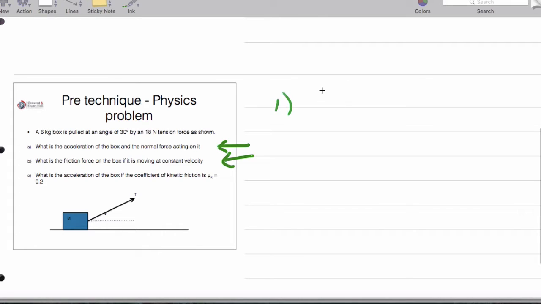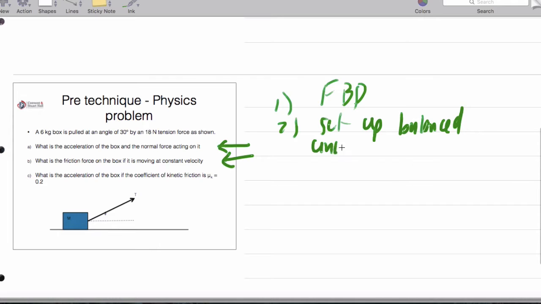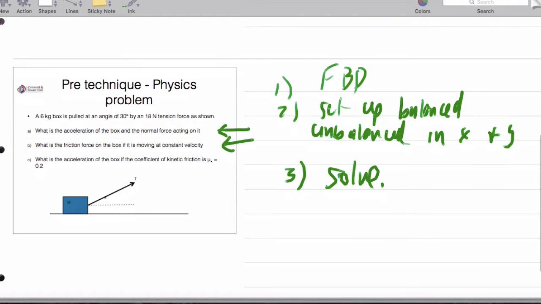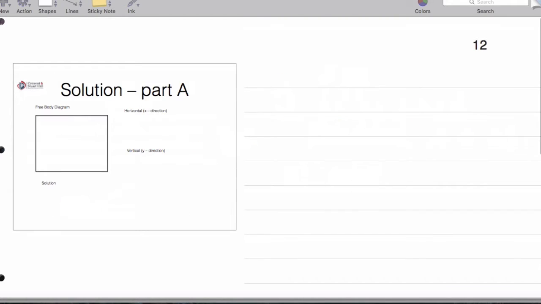Step 1 in any force problem is you draw a free body diagram, then set up balanced or unbalanced forces in X and Y, and then you solve. That pretty much summarizes what we did for the first part of today.